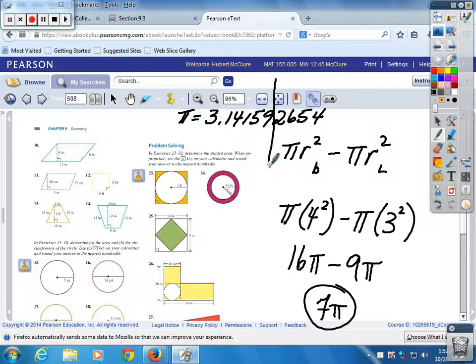Now, what was your answer with 7 pi? 21.98. Okay, 22. So 22 square feet, square inches, square miles. In this case, is square what? Centimeters. And that's how you do that one.